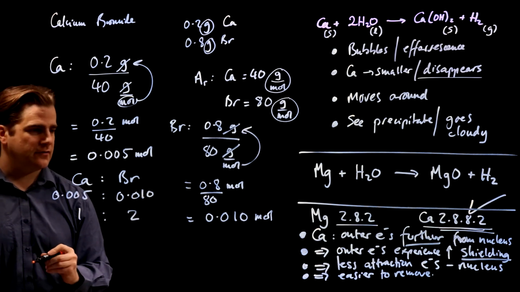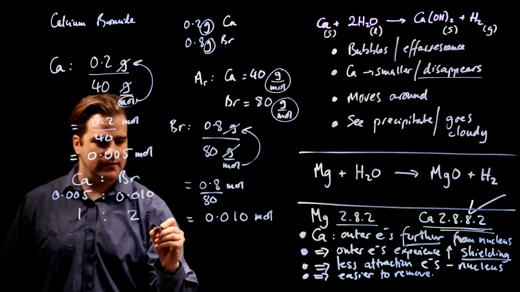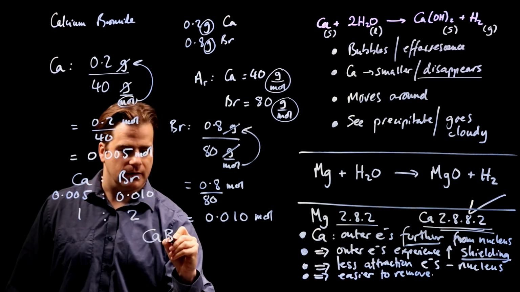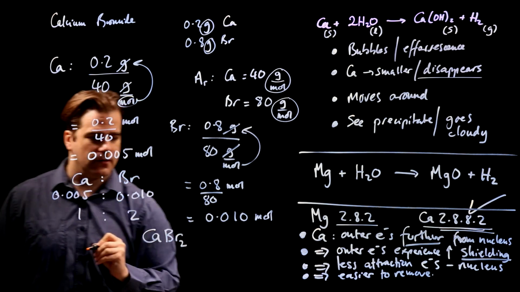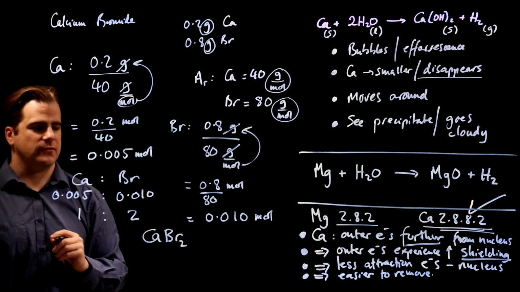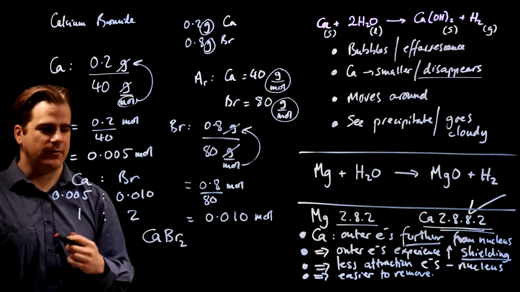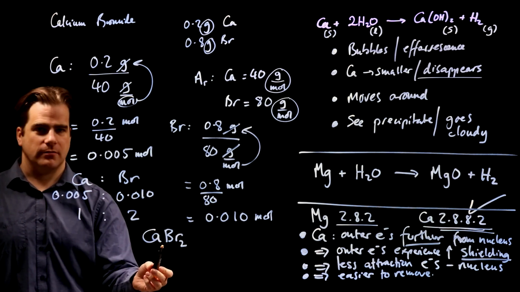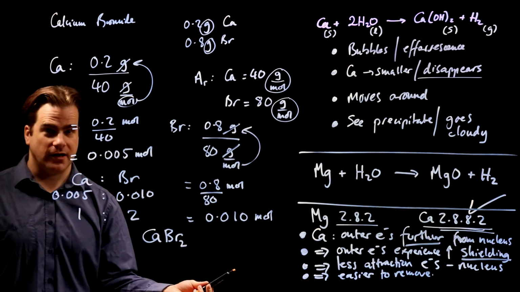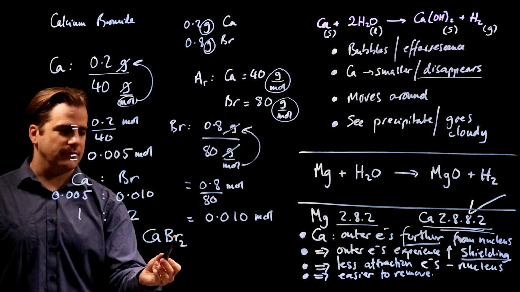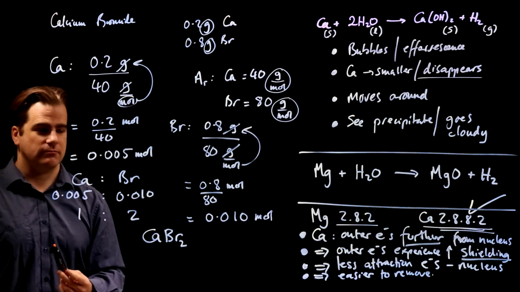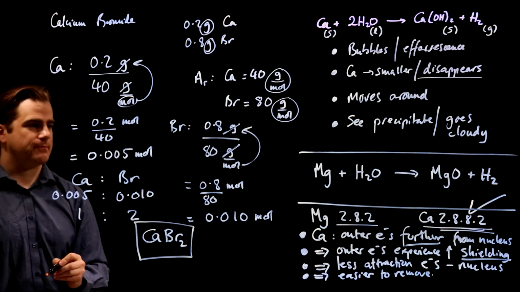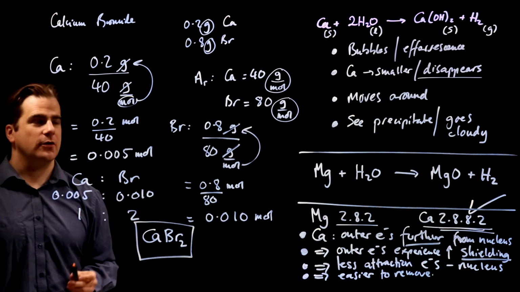Okay, great. So therefore the empirical formula is 1 calcium and 2 bromines, or calcium bromide. You don't write the 1. It's invisible if you like. It's just calcium Br2. And that is how it's done. Look at the units.